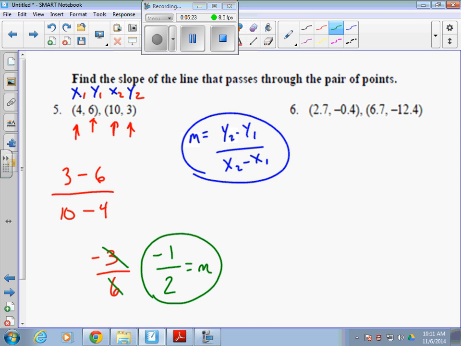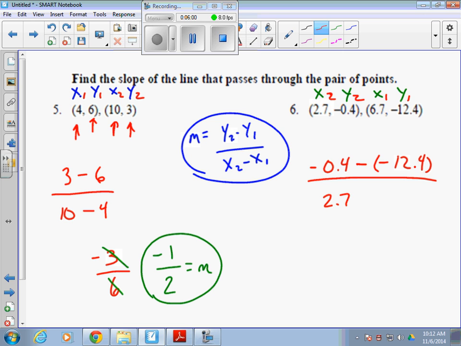We're going to do the same thing with the next 2 sets of points. But they're not integers, they're fractions. We're going to treat them the same way though. You have xy sub 1, sub 2, just to show that it's going to be the exact same thing. Negative 0.4, that's the first one, that's y sub 2, minus negative 12.4. Notice it's minus a negative, that's key. Write it this way so you don't lose that negative. Over x sub 2 is 2.7 minus x sub 1 is 6.7.